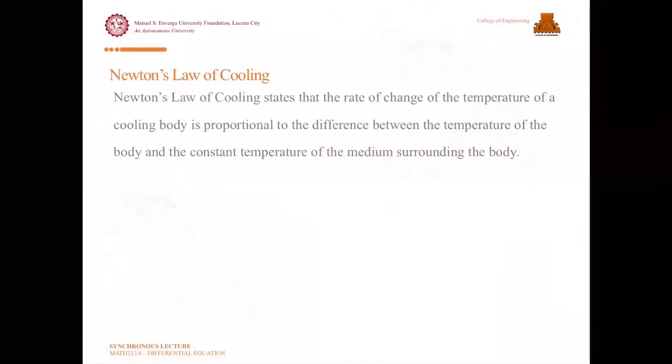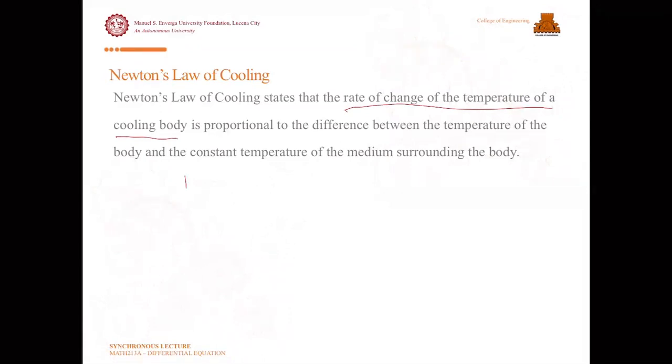In Newton's law of cooling, Newton states that the rate of change of the temperature of a cooling body is proportional to the difference between the temperature of the body and the constant temperature of the medium surrounding the body. Okay? So, ang ibig sabihin ng Newton's law of cooling, yung rate of change daw ng temperature ng body, okay? So yung rate of change ng temperature of a body, yung rate of change na yan is with respect to time.